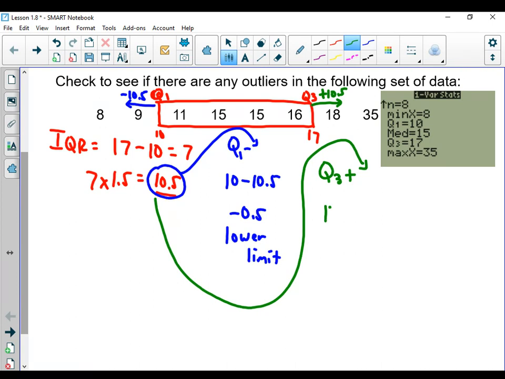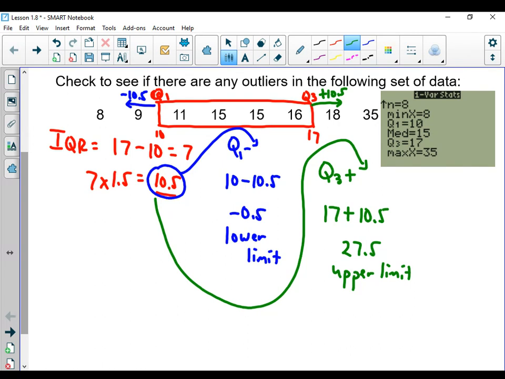Well, for this example, Q3 was 17. I'm adding that same 10.5 that I came up with. So my upper limit is 27.5. Which means if I have anything past 27.5, that would be considered an outlier.